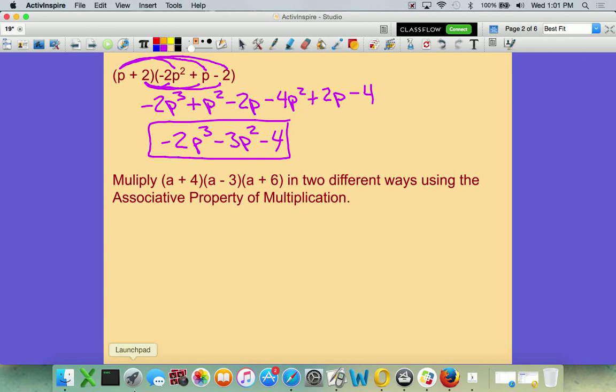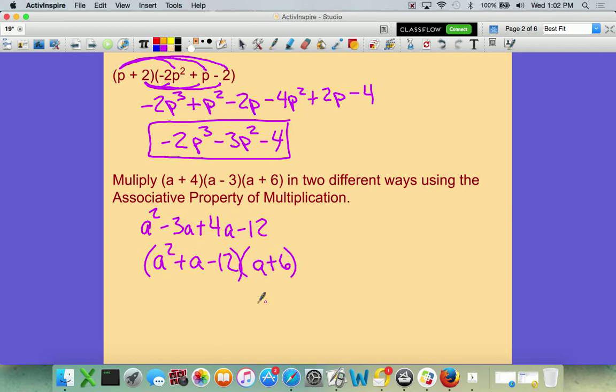Alright? It says to do it 2 different ways. I'm just going to do it the one way. I'm going to take and multiply these first 2 together, and then take this answer times the third one. Alright, so FOIL it out. We've got a squared minus 3a plus 4a minus 12, combine like terms, we end up with a squared plus a minus 12, and then we need to take that times a plus 6.